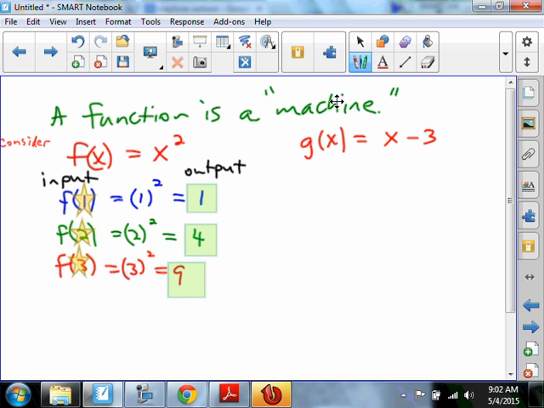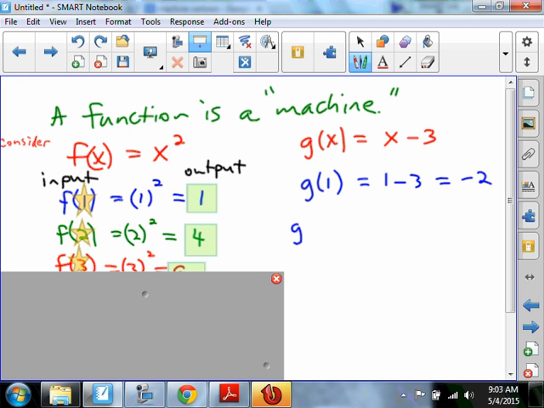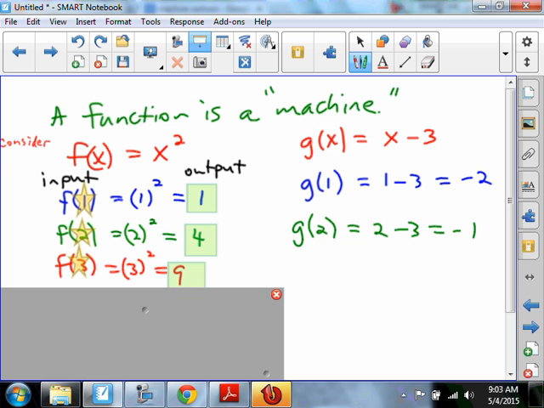So let's look at what g of 1 would end up equaling. g of 1 would be, somebody said negative 2, because, yeah, it's 1 minus 3, so it's negative 2. Good. And g of 2 would be 2 minus 3, or negative 1, right? And g of 3 would be 3 minus 3, or 0.